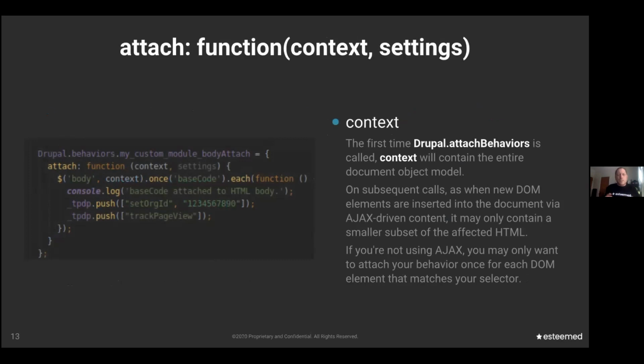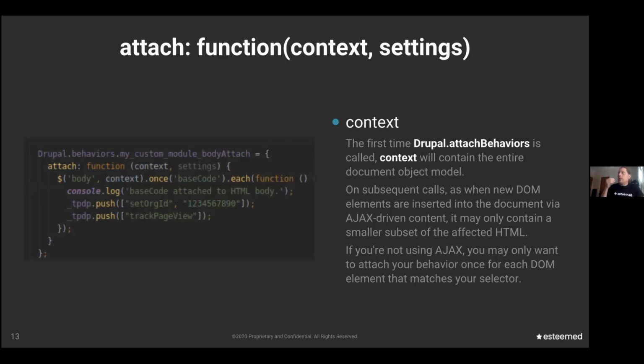Can you guys read the small print here of the code sample? It says Drupal.behaviors.myCustomModuleBody, and then attach: function(context, settings). You'll note that the syntax highlighting here from PhpStorm shows context lit up because I'm actually using it. Settings is grayed out because I'm not using it here.